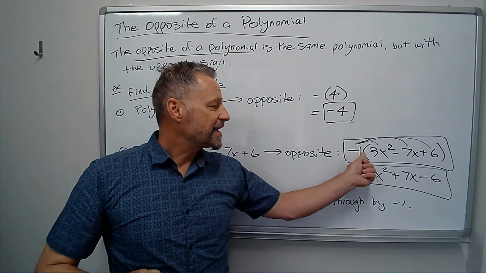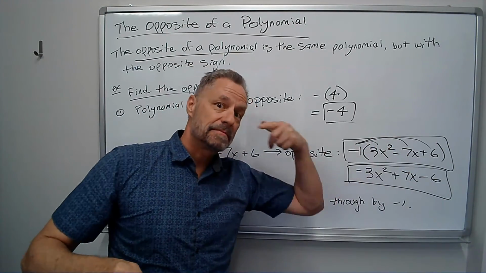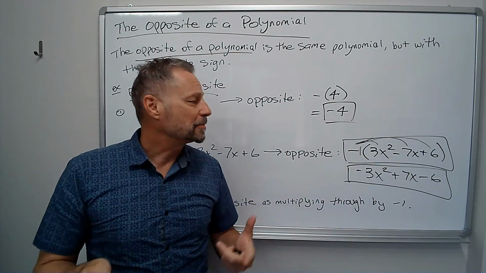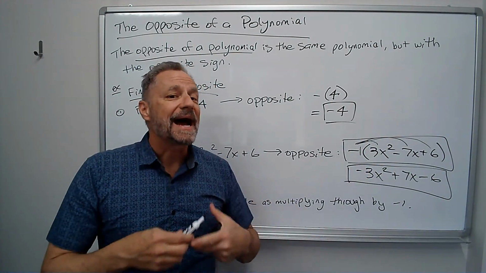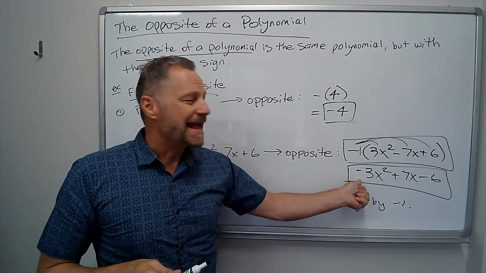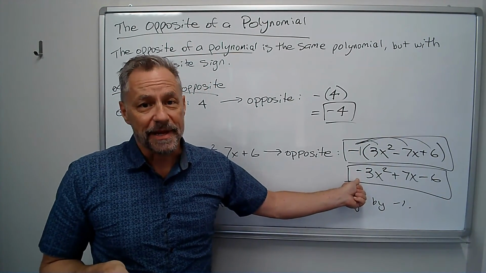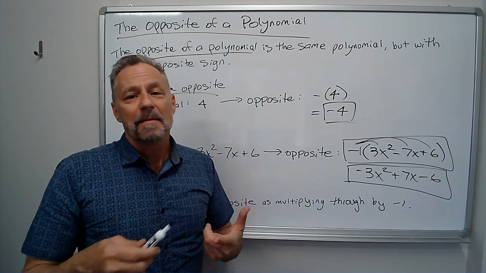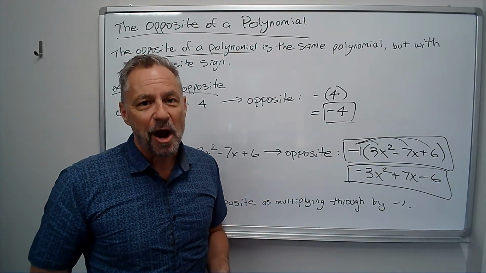And so instead of thinking opposite automatically changes the signs, you can just say, oh, I know the multiplication of -1. I can use the distributive property and get there real quickly, and it makes more sense to me. So however it makes more sense, do it that way, but that's the idea of the opposite of a polynomial.